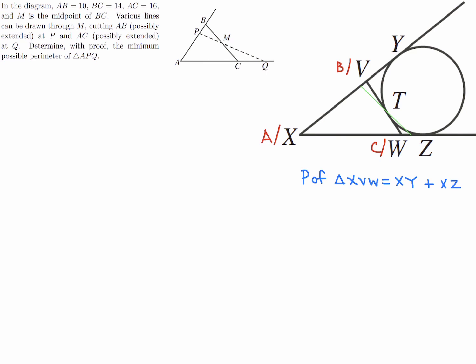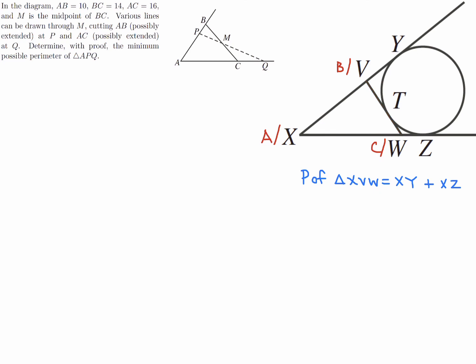We don't really know at this point where exactly PQ lies. But if you analyze this diagram, you can conclude that the perimeter of this triangle, whichever letters you want to use, whether it's XVW or whether it's ABC, will be minimized when PQ is tangent to the circle, exactly the way VW is.